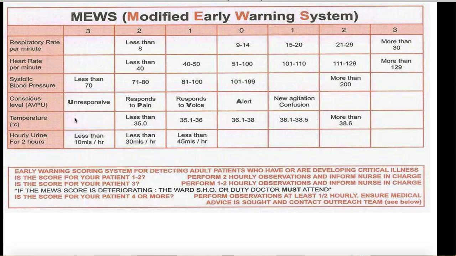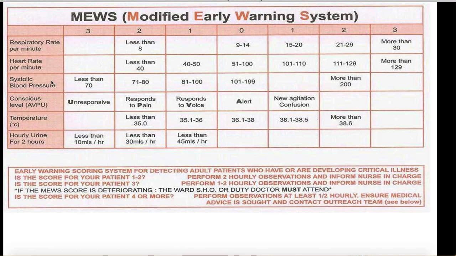The second parameter is the heart rate. The normal is 51 to 100. 101 to 110 is score 1. 111 to 129 is score 2. If the heart rate is more than 129, that is score 3. Coming to the lower side, if the heart rate is between 40 to 50, that is score 1. If it is less than 40, then score 2.